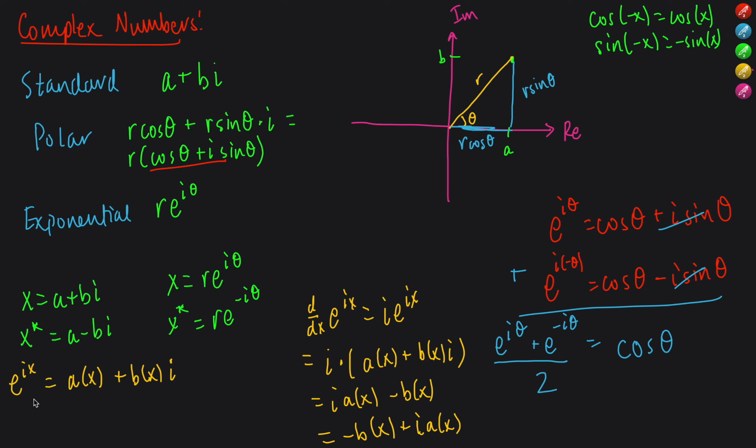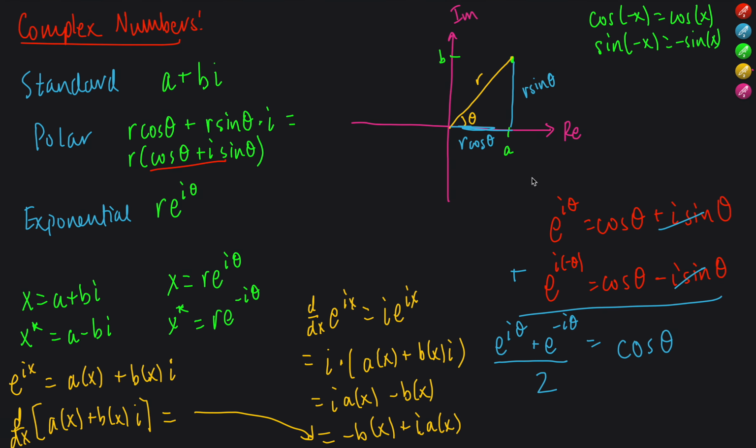So what we said is the derivative of this guy here is equal to this guy. So the derivative of a of x plus b of x times i equals that guy. And now notice, can you find any a and b that make this work? We match the real part and we match the imaginary part. So we're looking for an a such that the derivative of a is negative b, and a b such that the derivative of b is a.